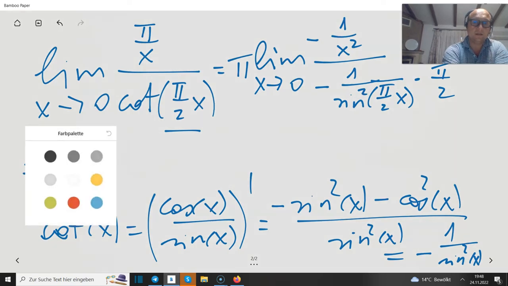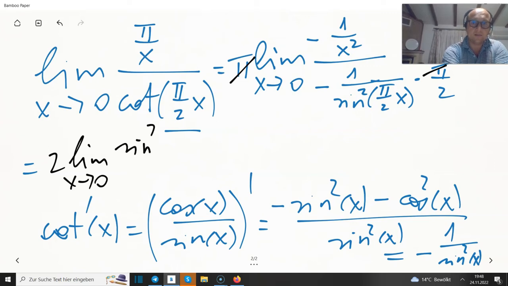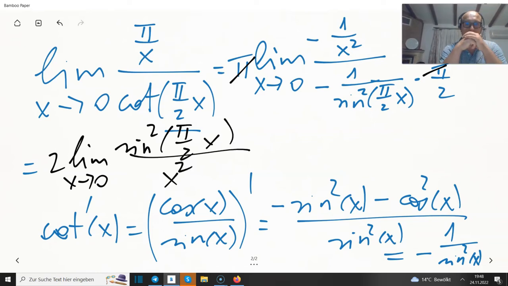So let's simplify it, if we can divide the pi's. 2 is coming up, so we can take 2 out. Minus is gone as well. And sine is coming up. So I hope you can follow. This is the limit x towards 0 of sine squared of pi divided by 2x, divided over x squared.